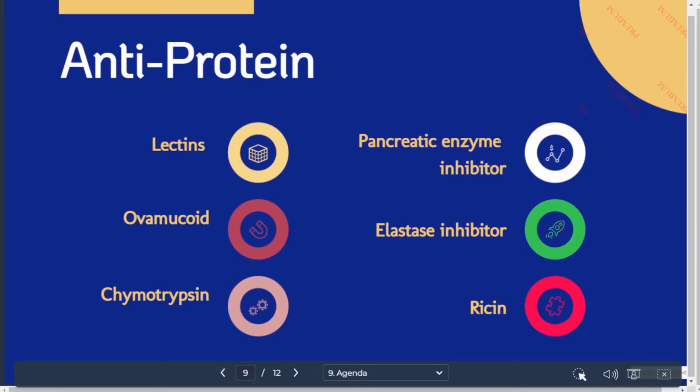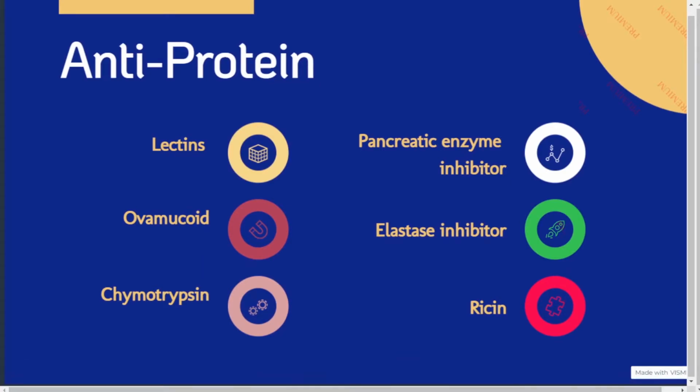Now, as you can see here, anti-proteins will actually act against the protein. They will interfere with the absorption, digestion, and utilization of protein. Coming to the first: lectins, ovomucoid, and chymotrypsin inhibitors. These are all your anti-proteins.